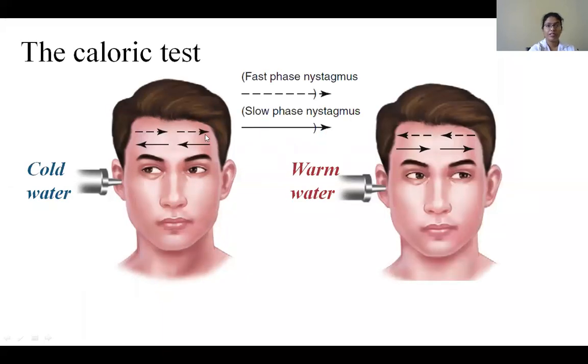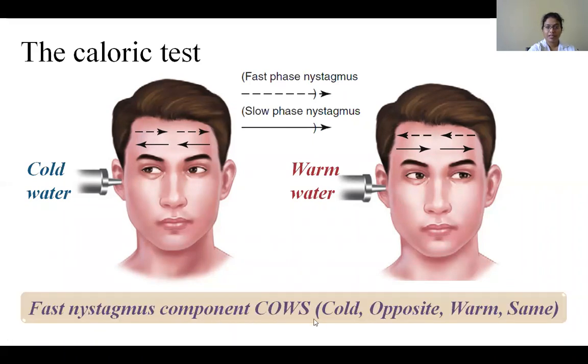So the bold line is slow phase nystagmus and the dotted line is the fast phase nystagmus. So when you are doing irrigation with the cold water in the right ear, the compensatory fast phase is towards the left ear. And when you check with the warm water, it is towards the right ear. So the mnemonic is developed, that is COWS. That is cold is opposite and warm is same side.